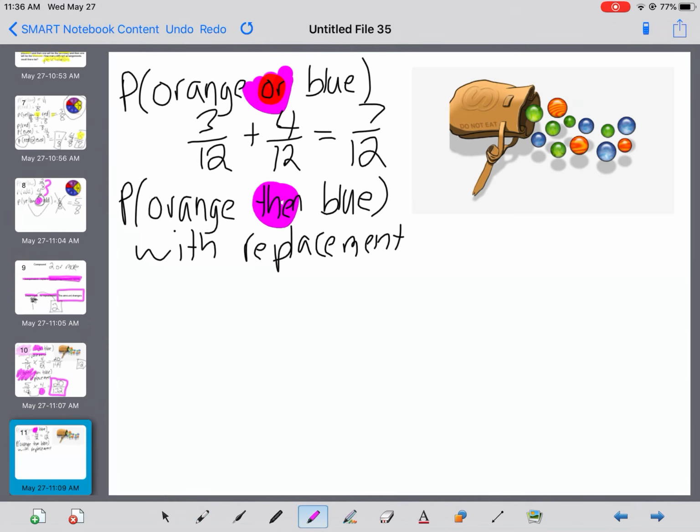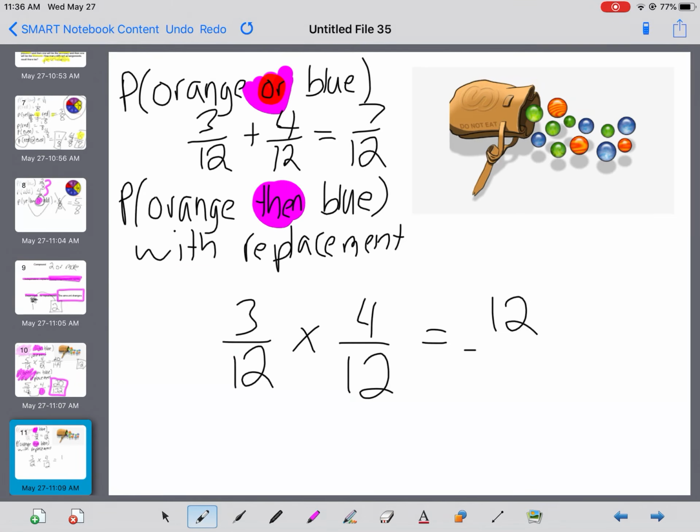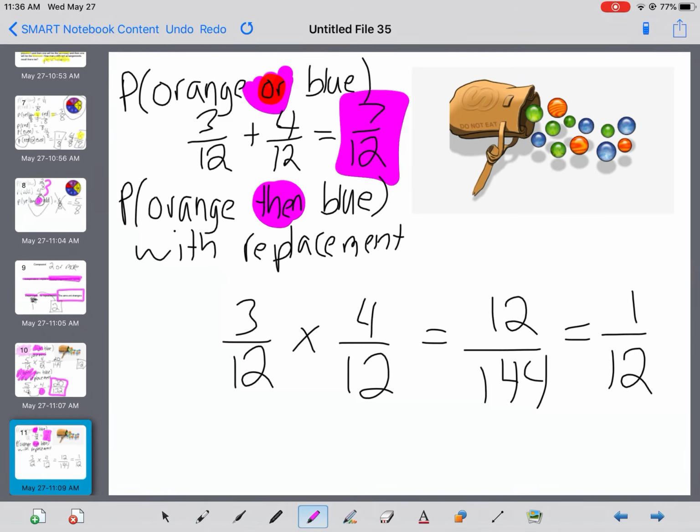But now let's take a look at the chance of orange and then a blue. Now we have a compound event where I need to have two different things happen. It's independent because I've replaced the marble. So now I get 12 out of 144. I could simplify that by dividing by 12, and I would get 1/12. So you'll notice the chance of me getting, in one draw, an orange or a blue is pretty high, 7 out of 12. But the chance of me getting an orange and then a blue is only going to happen 1/12 of the time. So I hope that review helps.